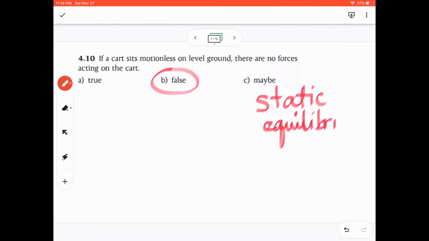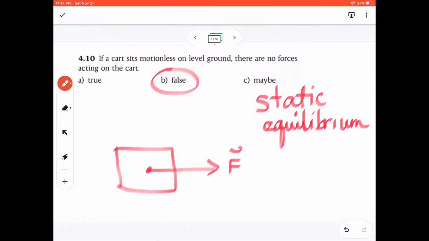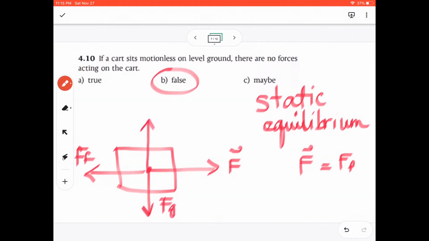In a static equilibrium, if something is not moving, there will be a forward force, just F in this case, and there will be a frictional force acting against it, and in this case F is equal to the frictional force, therefore it's not moving forward or backwards. There is also your Fg, the weight, and the normal force Fn, and in this case Fg is equal to Fn, but just opposite, negative of each other, therefore they cancel out. So there are no net forces acting on the cart.